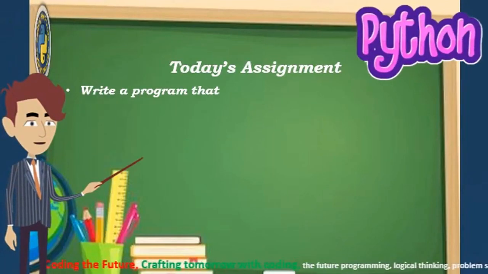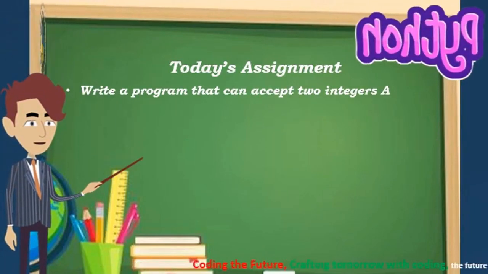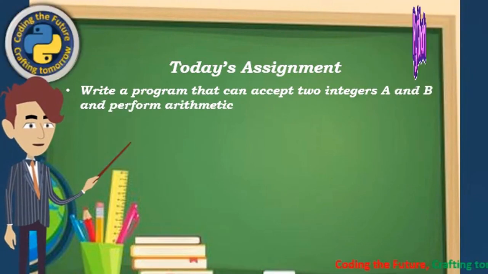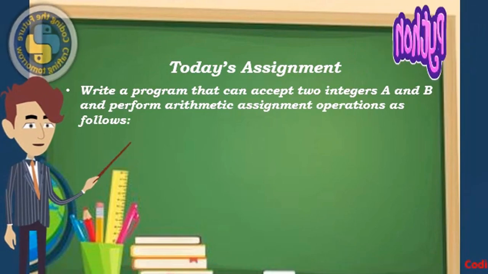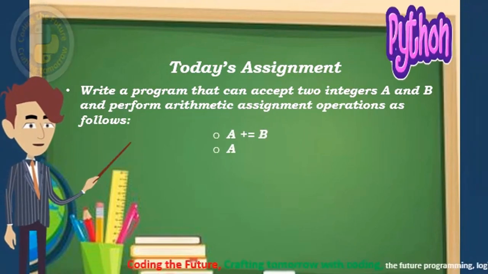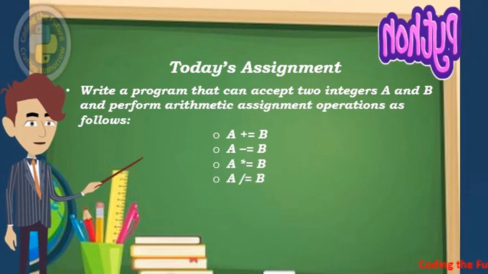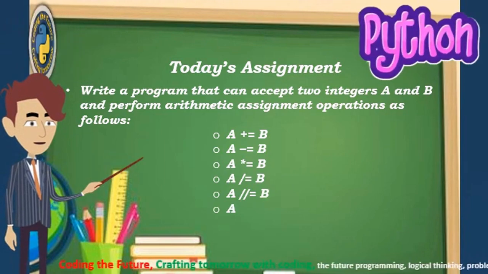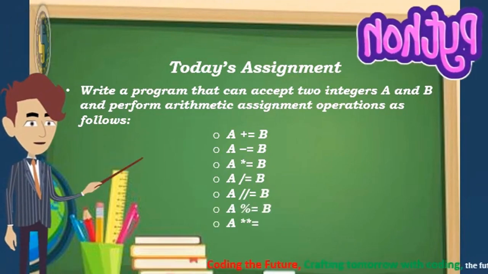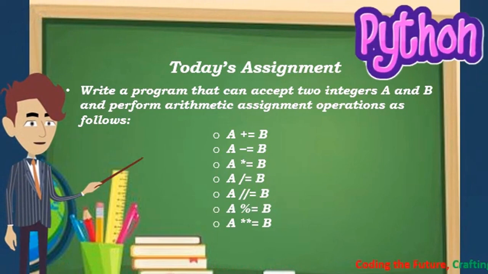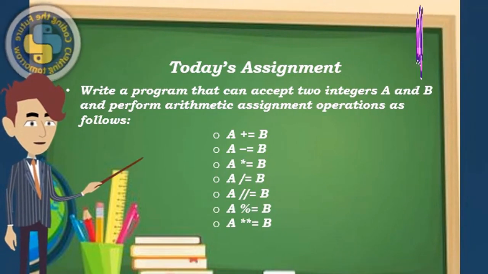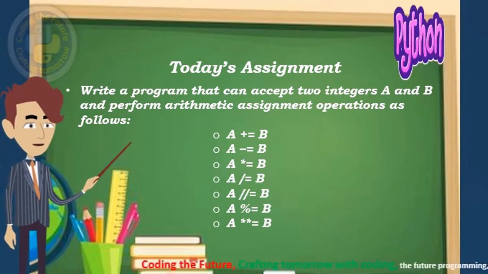Today's assignment. Write a program that can accept two integers A and B and perform arithmetic assignment operations as follows. A plus equal to B, A minus equal to B, A multiply equal to B, A slash equal to B, A double slash equal to B, A modulus equal to B, A double asterisk equal to B.